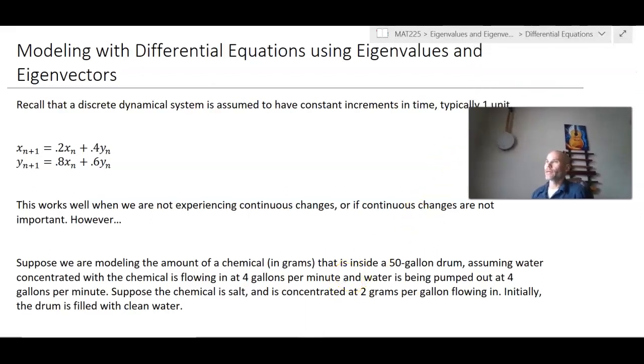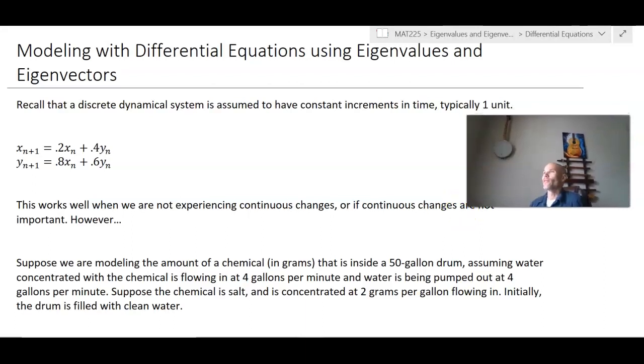So in this video, we're going to talk a little about how we can use linear algebra to solve what are known as differential equations. And we're going to use eigenvalues and eigenvectors to do this. Now this is going to look a lot like modeling with discrete dynamical systems.